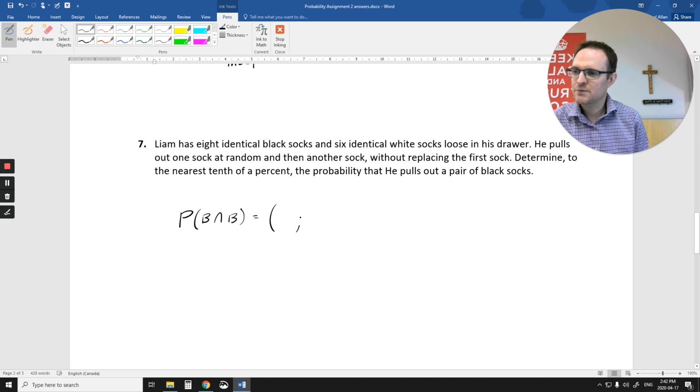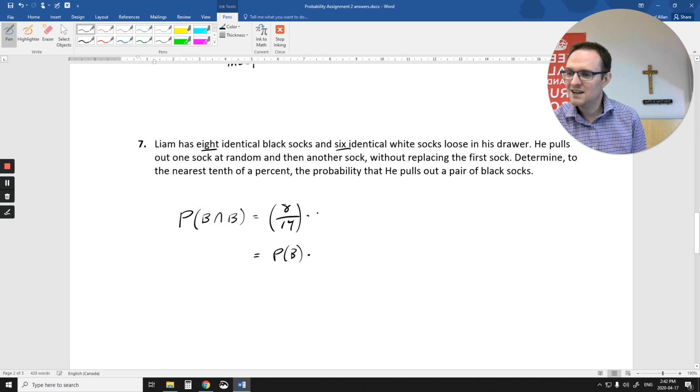So what's the probability that he's going to draw a black sock to start off with? Well, he has 8 out of a total number. Remember, to do probabilities you think about the favorable outcomes, I might as well just write that down on the top there, divided by the total outcomes. So it's 14 socks. 8 out of 14 is the probability of picking a black sock to start off with.